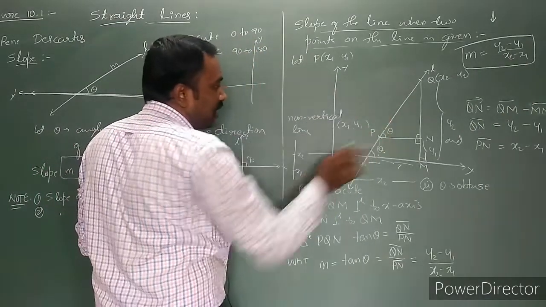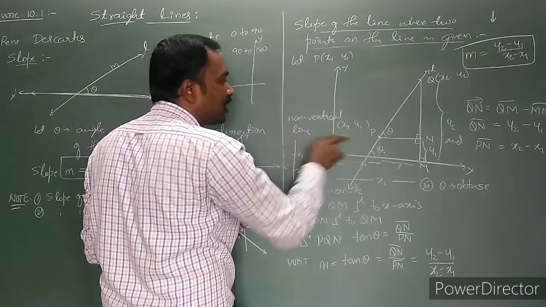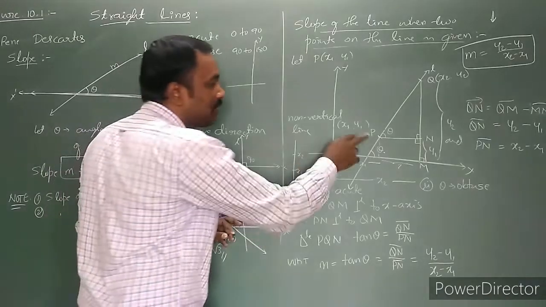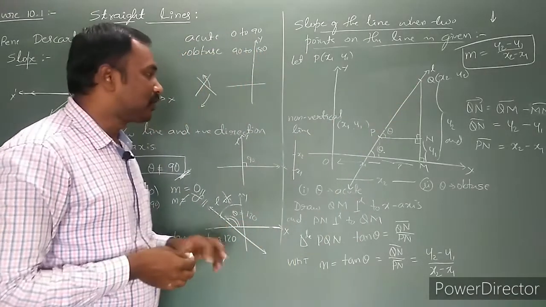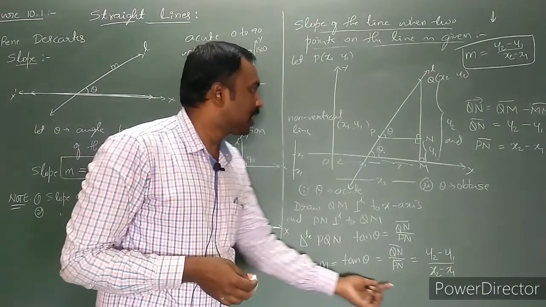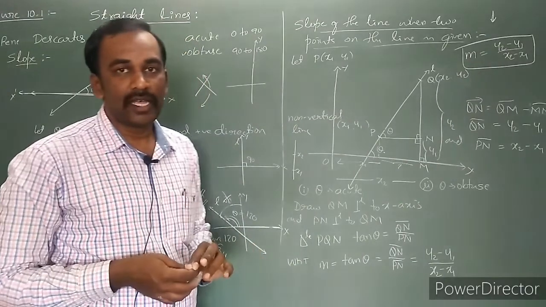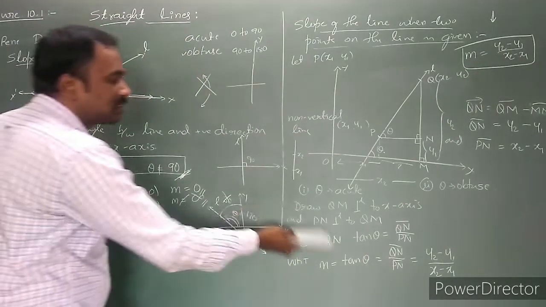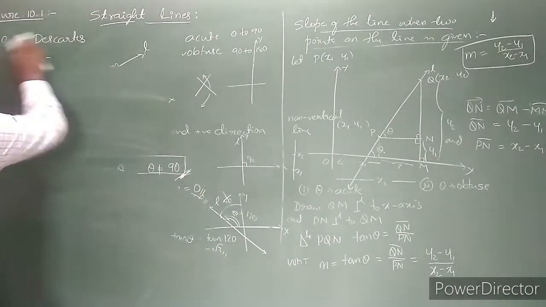So let L be the non-vertical line, and given P having the coordinates x1, y1, and Q having the coordinates x2, y2. In that case, the slope of the line is derived, that is y2 minus y1 divided by x2 minus x1. The first case is over. Now we need to discuss the obtuse angle case.